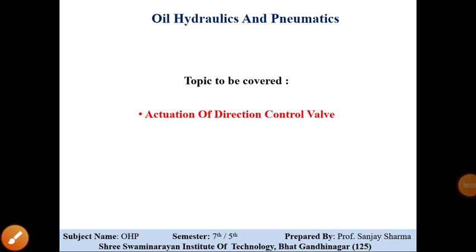Good morning, students. In today's video, we will see the actuation of direction control valves. In our previous video, we have seen what direction control valves are and what the types of direction control valves are. Now we will see how they are actuated, by what medium they are actuated. Actuation means the force which helps to actuate the valve. Actuation means opening and closing of the valve.